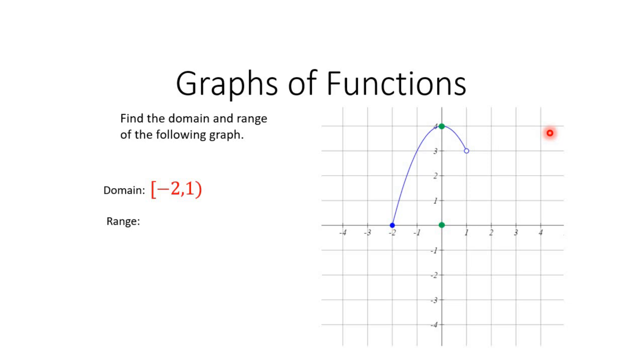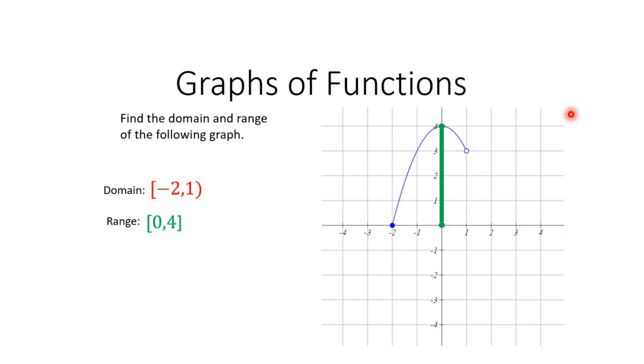And then I need every point in between, because there are ordered pairs between those two y values of 0 and 4. So I'm looking for everything in between here. And because they're both filled-in circles, I'm going to use brackets for both 0 and 4 for the range. So the range is from 0 to 4. And there's my domain and range for that graph.